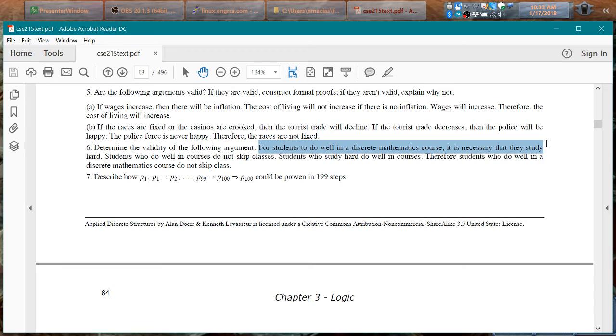Chain rule. So it's a chain rule, but W gives you S, S gives you D, D gives you not C. Yeah, it's a big old chain rule. Yeah, basically. So if you do well in discrete math, you study hard. If you study hard, you do well in courses. If you do well in courses, you do not skip classes. Therefore, if you do well in discrete math, you do not skip classes. So that's probably how they wanted you to do it.